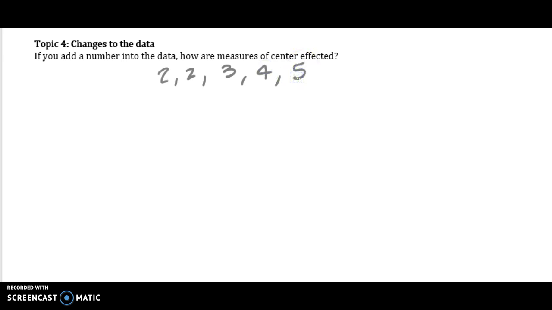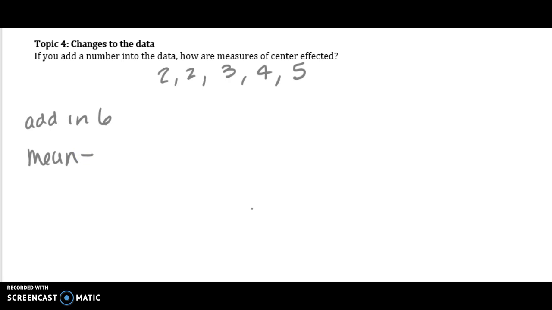So if this is my data set, and let's say I add in a random number anywhere. Let's say I add in the number 6. You want to talk about how that affects your mean, your median, and your mode. Each number that you add in can technically affect your mean, median, and mode differently. It just depends on what the number is. So your mean, how does it change the mean? Does the mean get bigger? Does the mean get smaller? Does the mean stay the same? Sometimes it does, sometimes it doesn't.